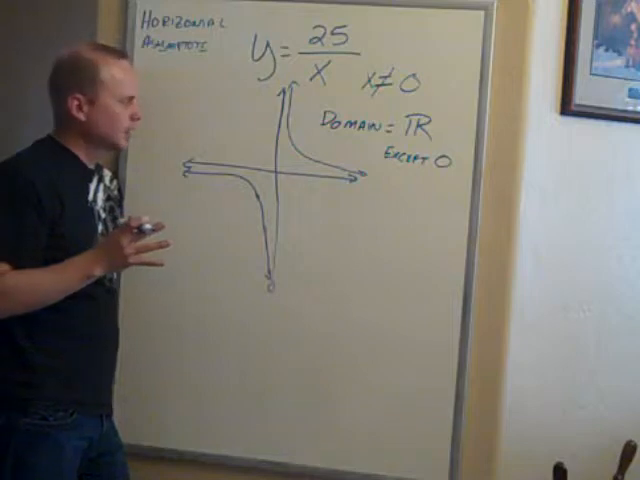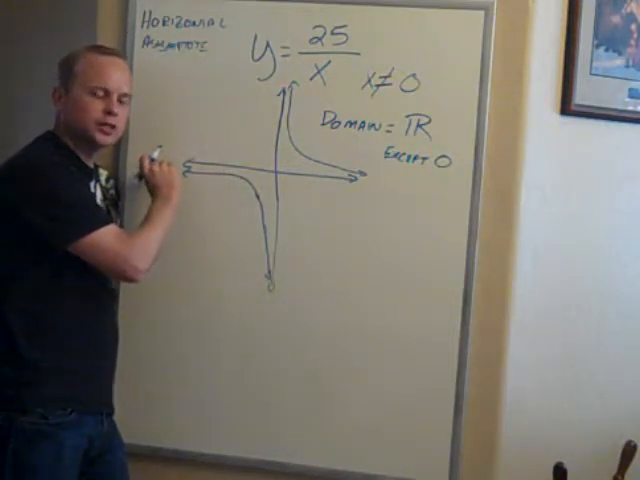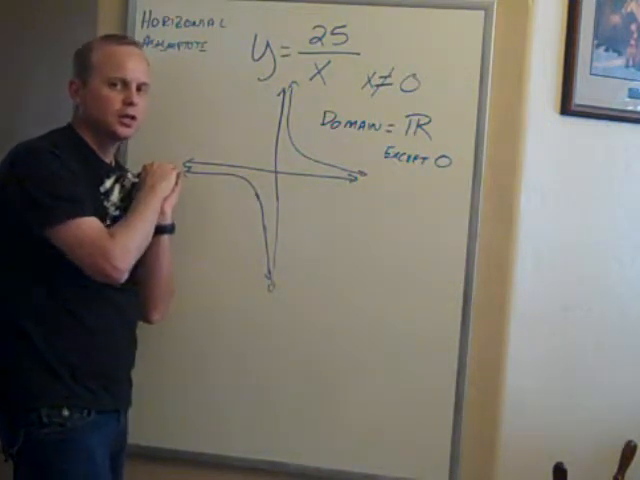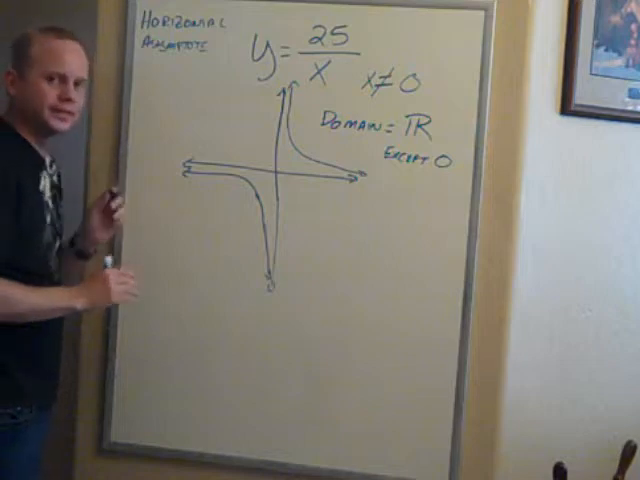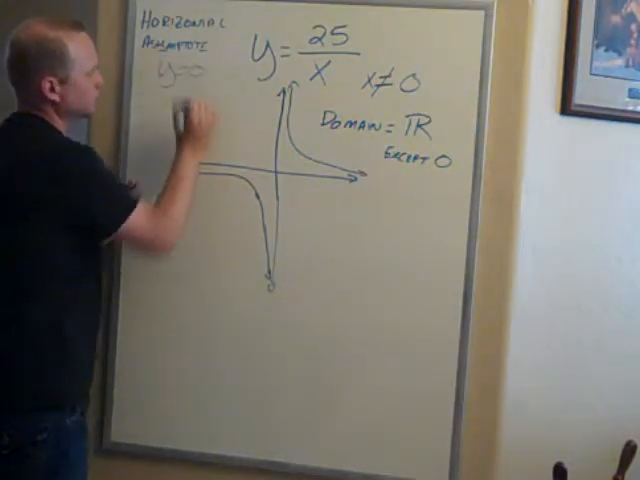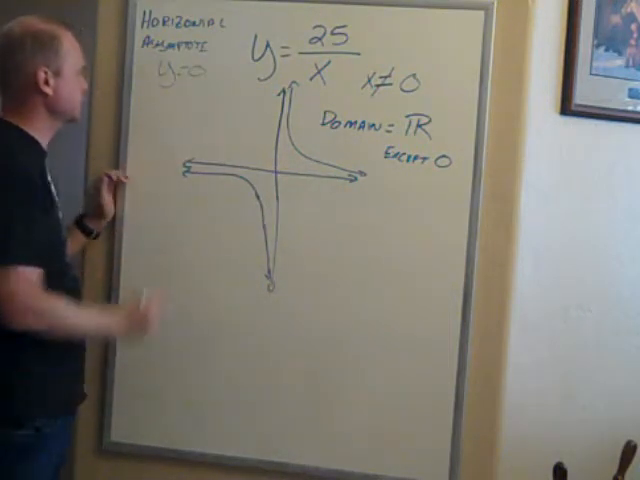What line does it approach but never quite touch? When we look right here, it goes right along this x-axis but never touches it. So, in this case, our horizontal asymptote would be y equals 0. Okay, it's a horizontal line right at the x-axis, y equals 0.